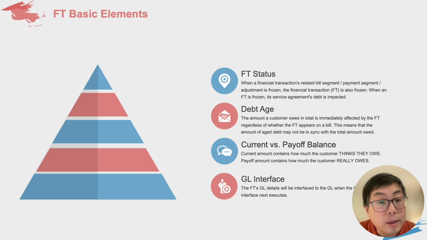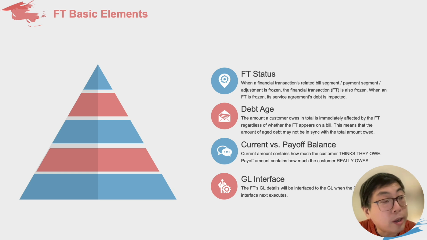Age of debt, the amount a customer owes in total, is immediately affected by the FT, regardless of whether the FT appears on a bill. Exactly, because an FT doesn't have to be generated only by a bill. It could be generated by a payment. In that case, it adds credit to the account. It means the age of debt may not be in sync with the total amount owed. It's very true. We will talk about that in a bit more detail.